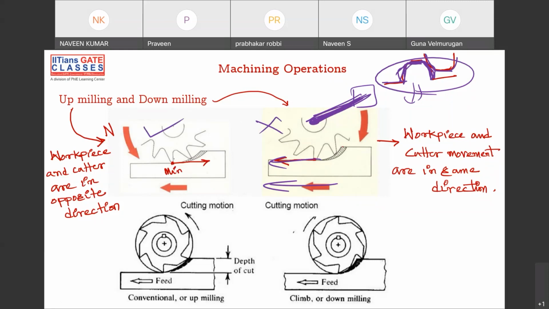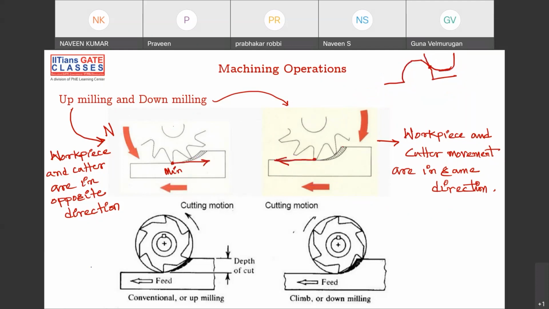But backlash can be eliminated in up milling. How? Because it is tight, both are clamping against each other. So there is no possibility of backlash. But here this is going in this direction, and this also is going in this direction. So the possibility of backlash is very high in the case of down milling. So one advantage in up milling is there is no backlash. Disadvantage, bad surface finish, which is not good. So for backlash, this is good. Surface finish is good, but for backlash, this is not good.